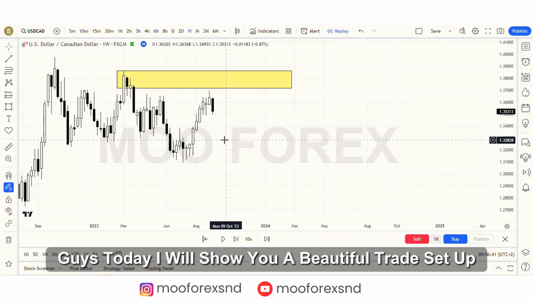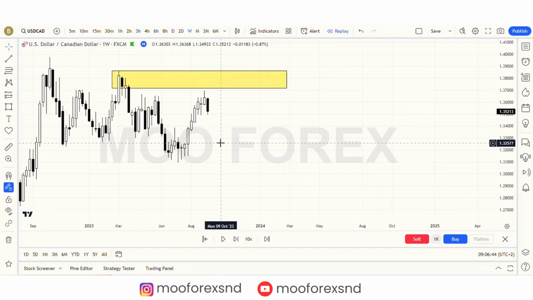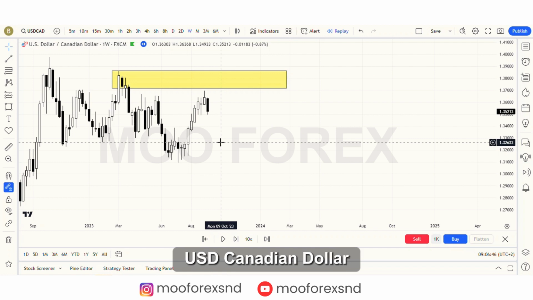Well guys, today I will show you a beautiful trade setup from USD CAD, USD Canadian dollar.